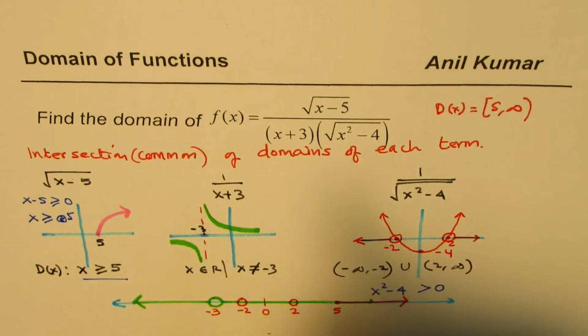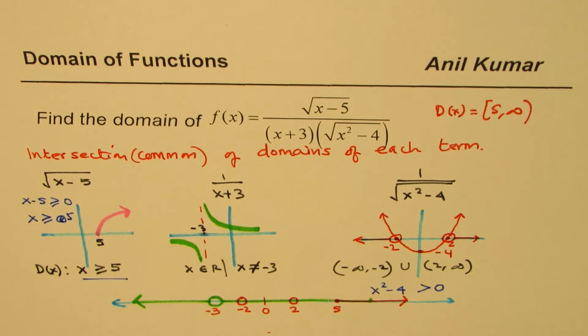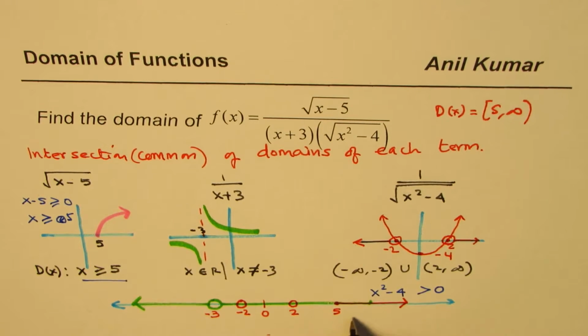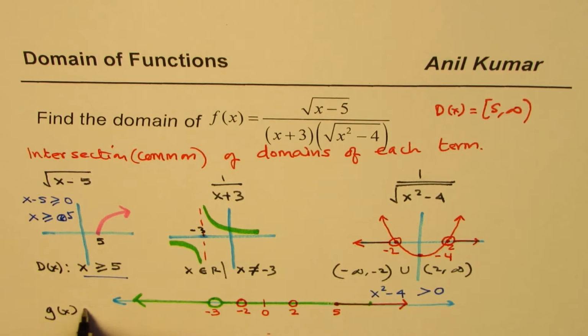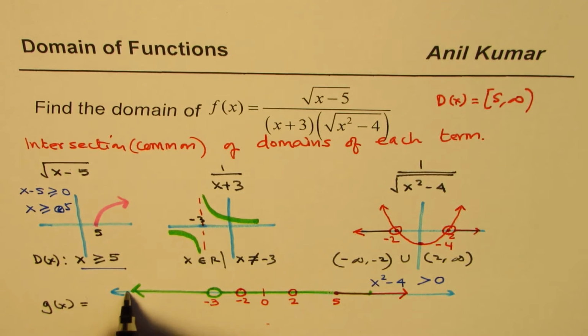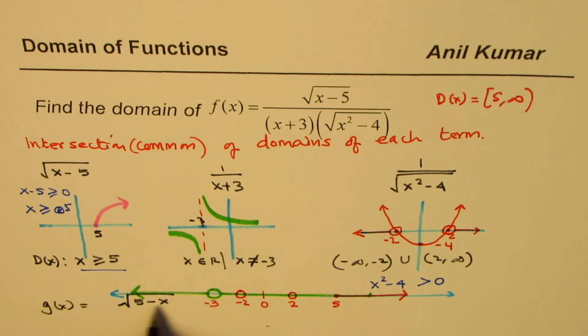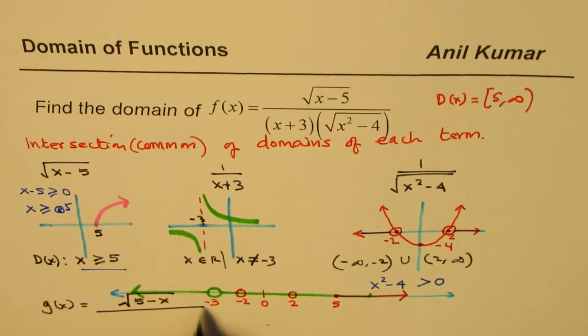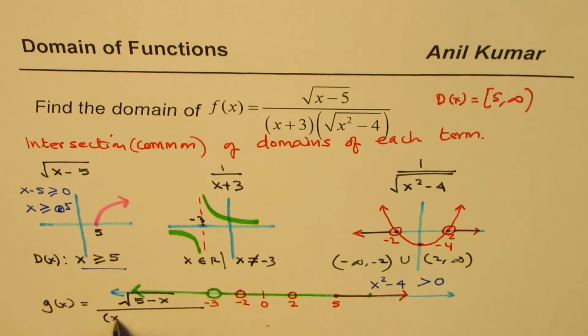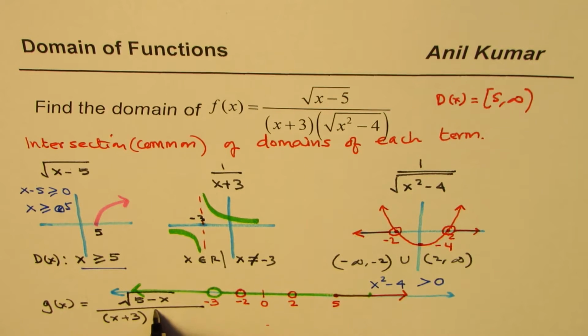Now, I could change this value and then find another function for you. So let me rewrite another function for you and let that be the question for you. So if I define a function g of x as equal to, so I'm making a very slight change. Carefully look at it. We are writing this as square root of 5 minus x, I'm just making this small change, 5 minus x divided by, I'm keeping all other things the same, x plus 3, so that you don't have to do these calculations. And then we'll have square root of x square minus 4.